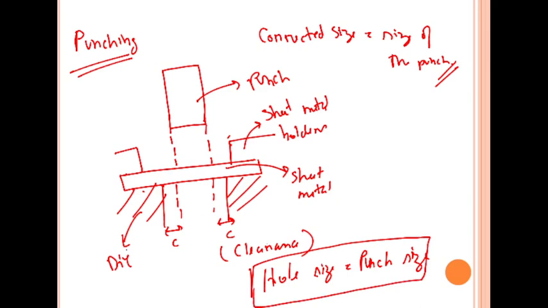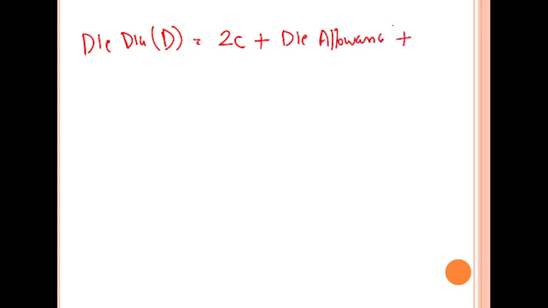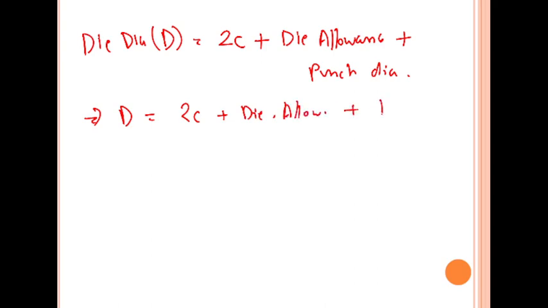Now here we can see that the die size, that is the die diameter, will be greater than the hole diameter, that is the punch diameter, because hole diameter and punch diameter both will be equal. So in case of punching operation, the die diameter, let us consider it to be capital D, will be equal to 2 times clearance plus die allowance plus punch diameter. This will be the formula. So we can write it as capital D is equal to 2C plus die allowance plus punch diameter, let us consider it to be small d.